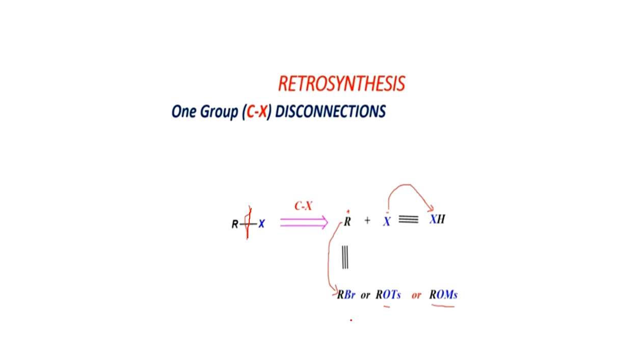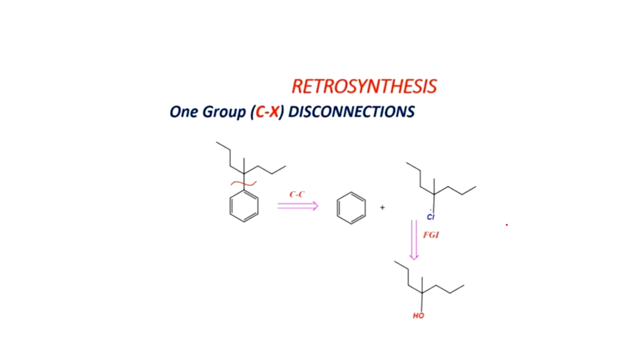So these are nothing but R-Br, R-OTs, R-OMs. These are different synthetic equivalents. From this X we get X-minus, which is nothing but its synthetic equivalent. So this is a compound, and we have to fragment it. Here there are different bonds. Here we can break the molecule, here also we can break the molecule in this way, and here also we can break the molecule.